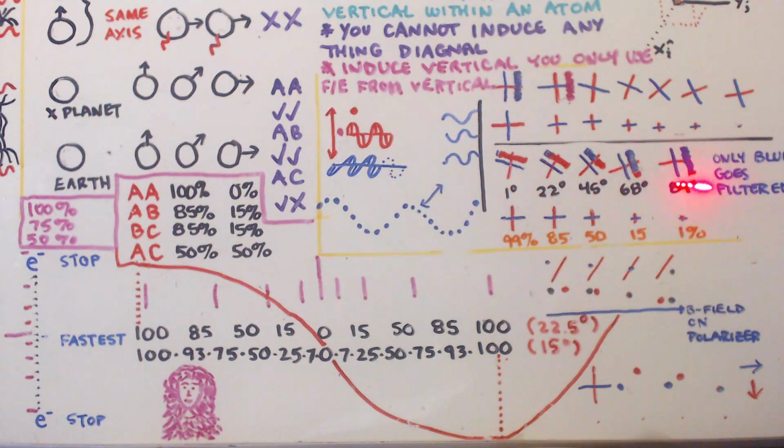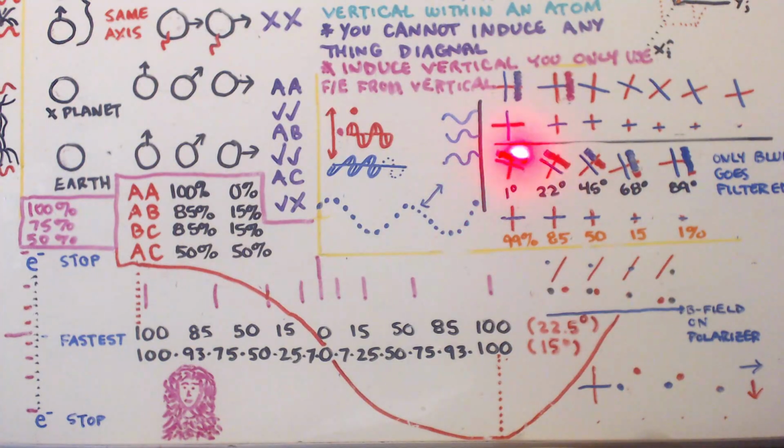Now look at here. Instead of 0 degrees, we have 1 degree, 22.5, 45, 67.5, and instead of 90 degrees, we have 89, because if you have 0 or 90, you have no torque. So they don't count. Look at how the percentages go: 99, 85, 50, 15, 1. Although this should be 100 and this should be 0, if we were talking about vertical and horizontal.